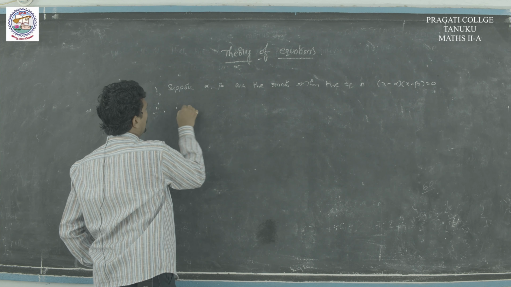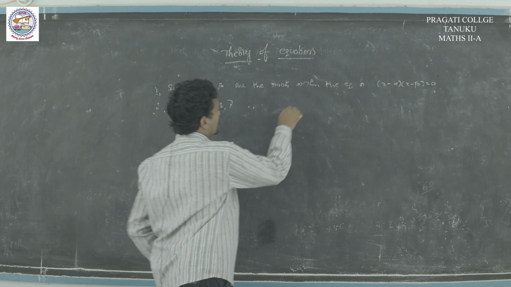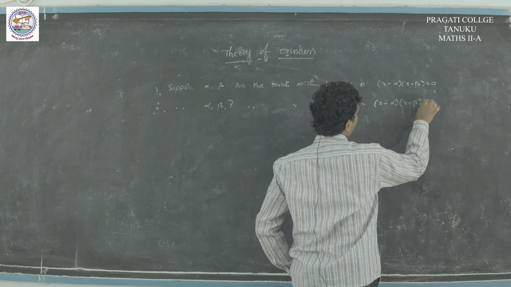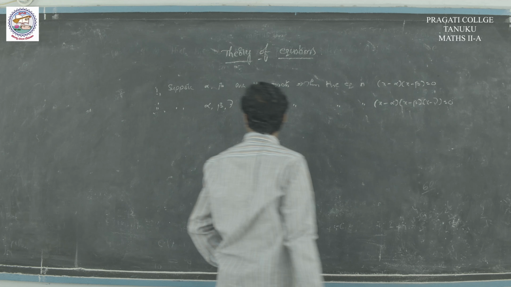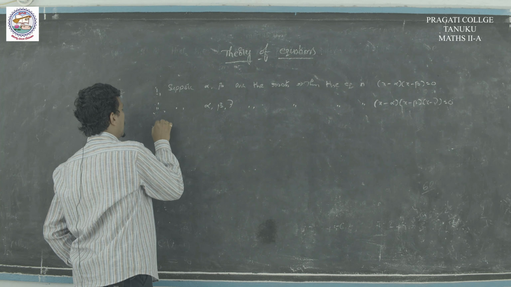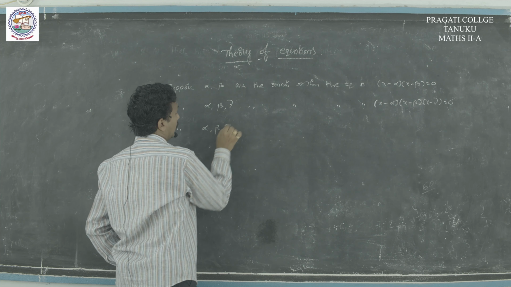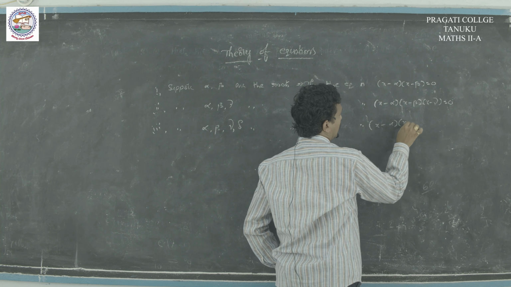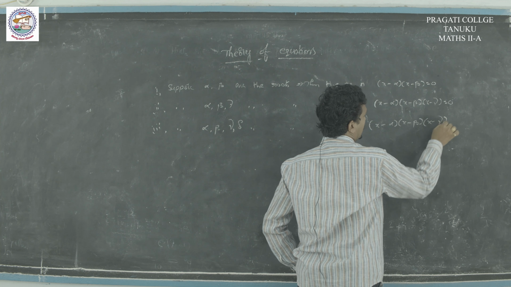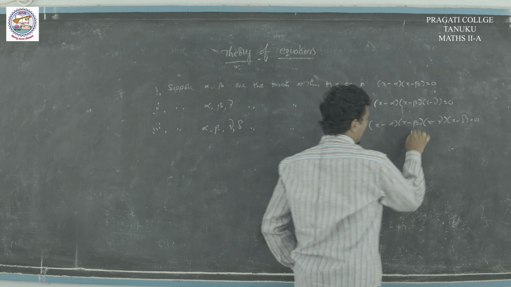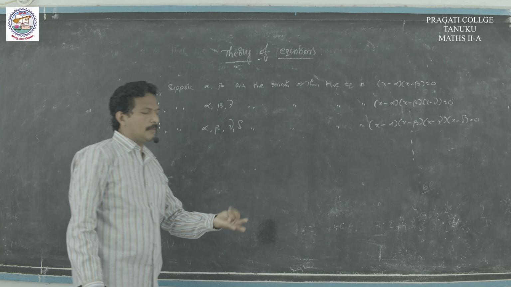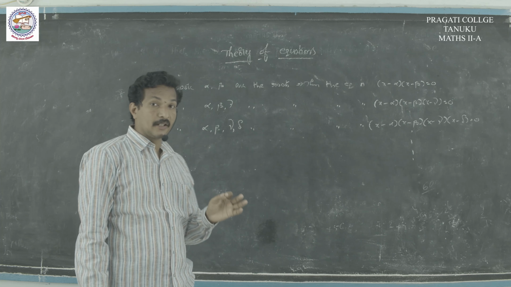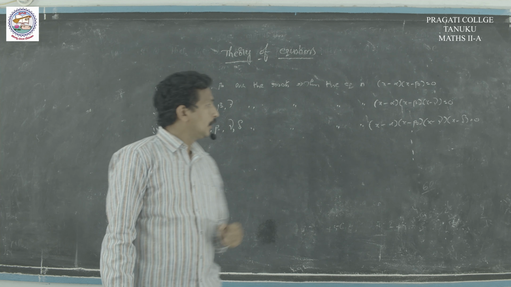Suppose alpha, beta, gamma are the roots, then the equation is x minus alpha into x minus beta into x minus gamma equal to 0. In case alpha, beta, gamma, delta are the roots, then the equation is x minus alpha into x minus beta into x minus gamma into x minus delta equal to 0. In this way, suppose there are 5 roots a, b, c, d, e, then the equation is x minus a into x minus b into x minus c into x minus d into x minus e.